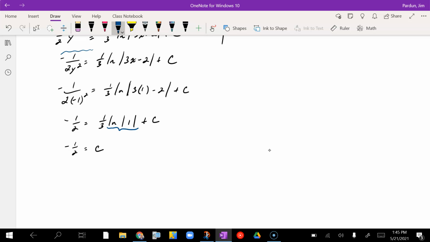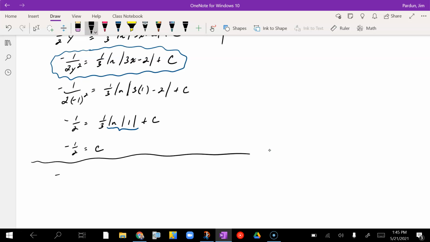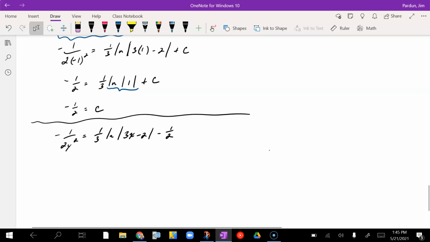So what I'm going to do is plug that c value back into that part of the equation right there. So what I get is negative 1 over 2y squared equals 1/3 times the natural log of the absolute value of 3x minus 2 minus 1/2. And at this point, we can solve for y squared, or solve for y. And that little hiccup that I told you about earlier, it's on its way. It's almost here. It's not here quite yet, but it will be.